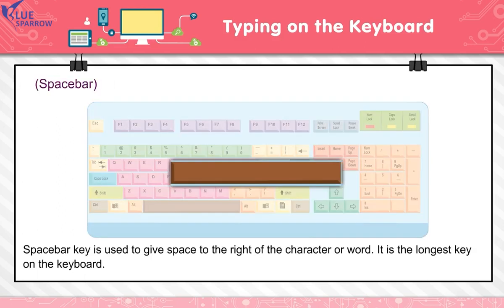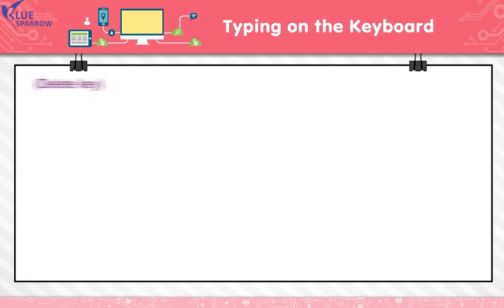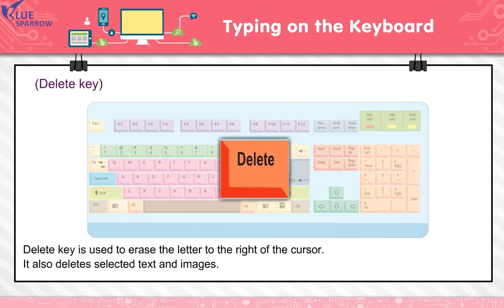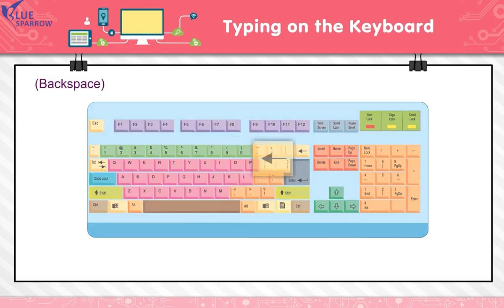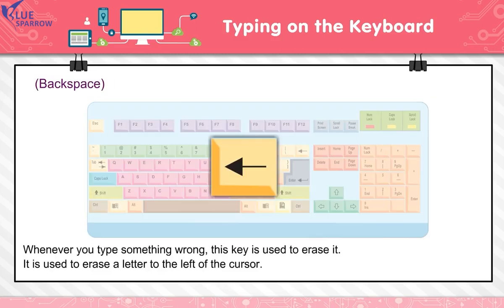Spacebar. Spacebar key is used to give space to the right of the character or word. It is the longest key on the keyboard. Delete key. Delete key is used to erase the letter to the right of the cursor. It also deletes selected text and images. Backspace. Whenever you type something wrong, this key is used to erase it. It is used to erase a letter to the left of the cursor.